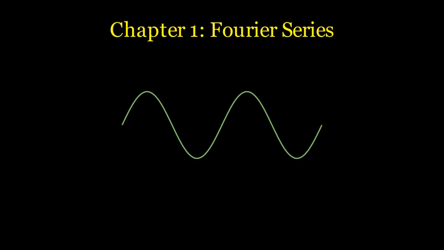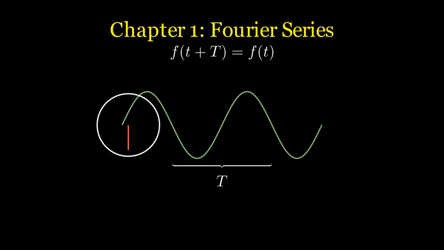Nature loves cycles, and historically, we started by analyzing things that repeat. A function is periodic if it repeats its values at regular intervals. We define this as f of t plus T equals f of t, where T is the period. Think of a clock. Whether you look now or 12 hours from now, the hands are in the same place. This is the essence of T.